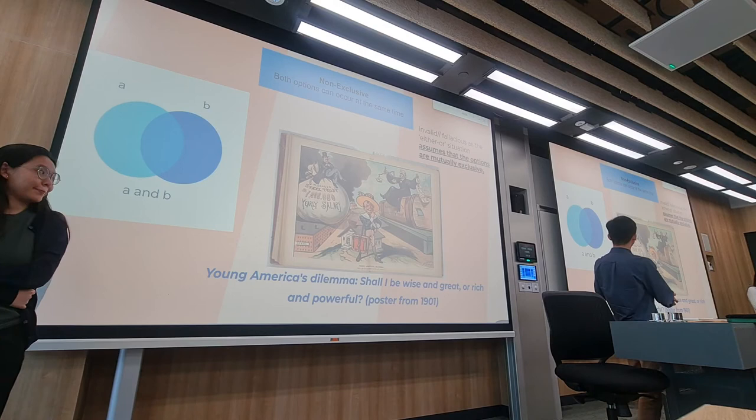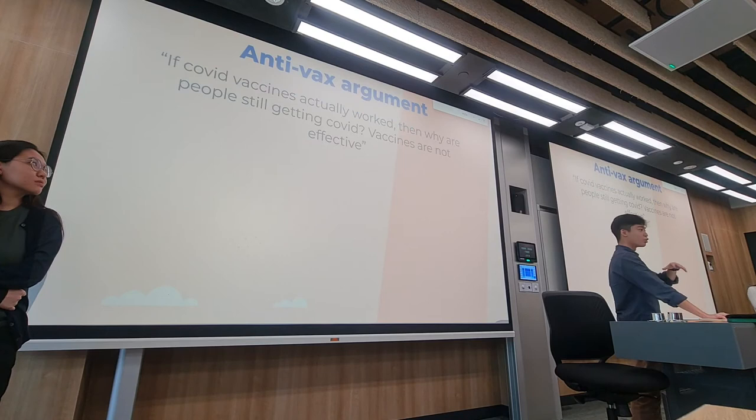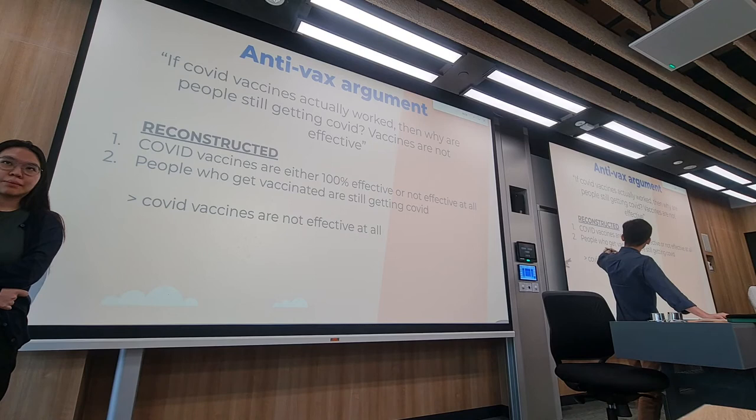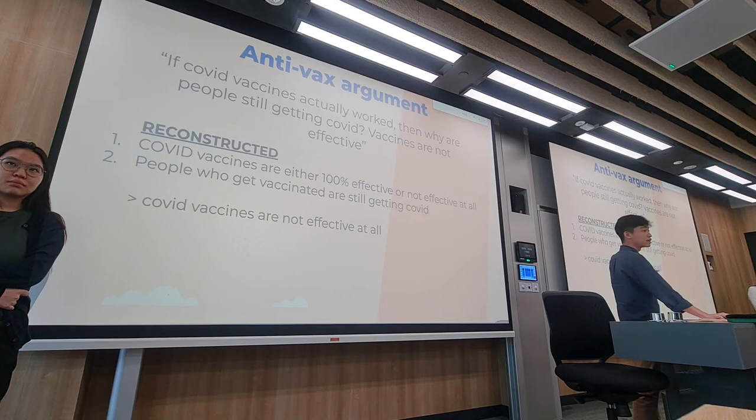To sum it all up, I'm going to provide another nice example: the anti-vax argument. A lot of anti-vaxxers will say, if the COVID vaccines actually work, then why are people still getting COVID? It must be because vaccines are not effective. Let's reconstruct this argument first. COVID vaccines are either 100% effective or not effective at all, and since vaccinated people are still getting COVID, they must not be effective.